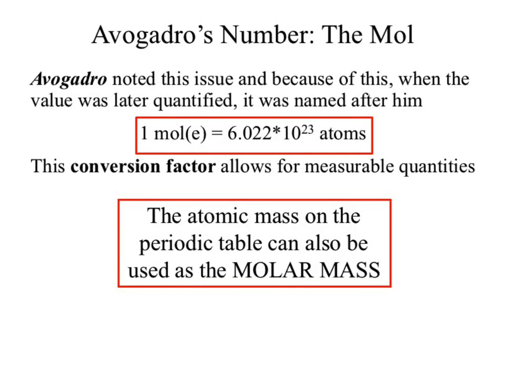Okay, or Avogadro. The reason we picked Avogadro's number was that we're taking the masses on the periodic table and scaling them up to a measurable amount.